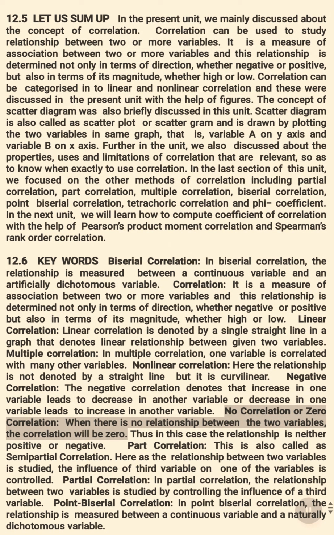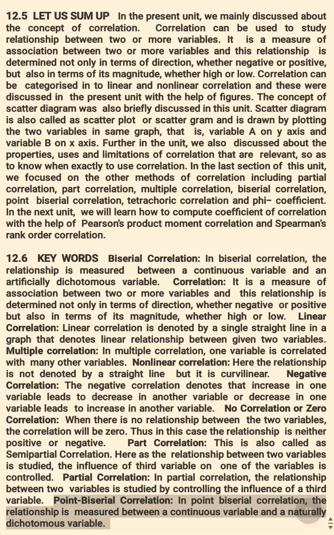No correlation or zero correlation. When there is no relationship between the two variables, the correlation will be zero. Thus in this case the relationship is neither positive nor negative. Part correlation. This is also called semi-partial correlation. Here the relationship between two variables is studied, while the influence of a third variable on one of the variables is controlled. Partial correlation. In partial correlation, the relationship between two variables is studied by controlling the influence of a third variable.